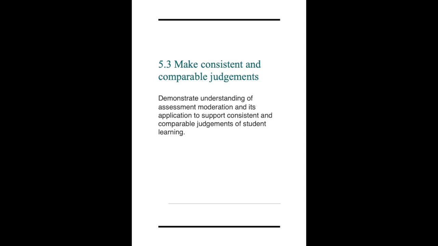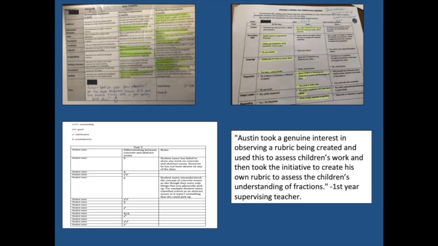Standard 5.3, Make consistent and comparable judgments. Throughout my placement, I used a range of different techniques to make consistent and comparable judgments. Most commonly, I used marking rubrics and checklists to assess student work in both summative and formative ways. I preferably like to create my own rubrics that align to the Australian curriculum. Otherwise, I will use rubrics from trusted resources such as Primary Connections or TeachData.